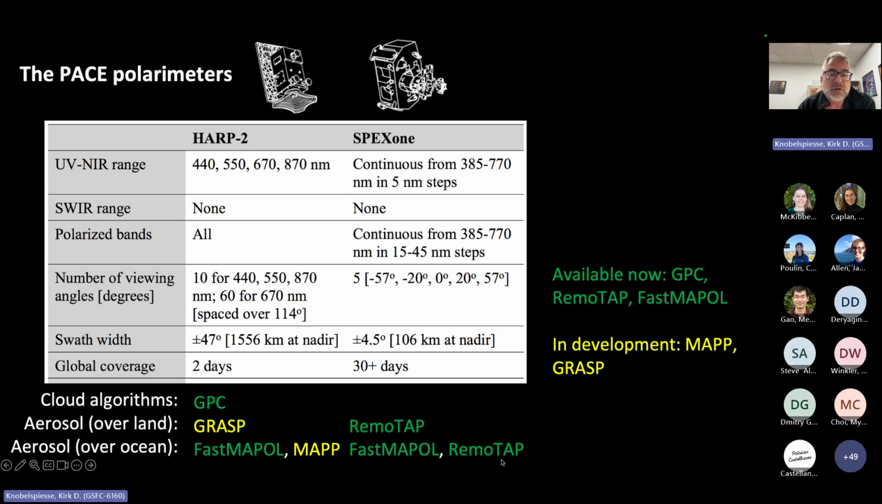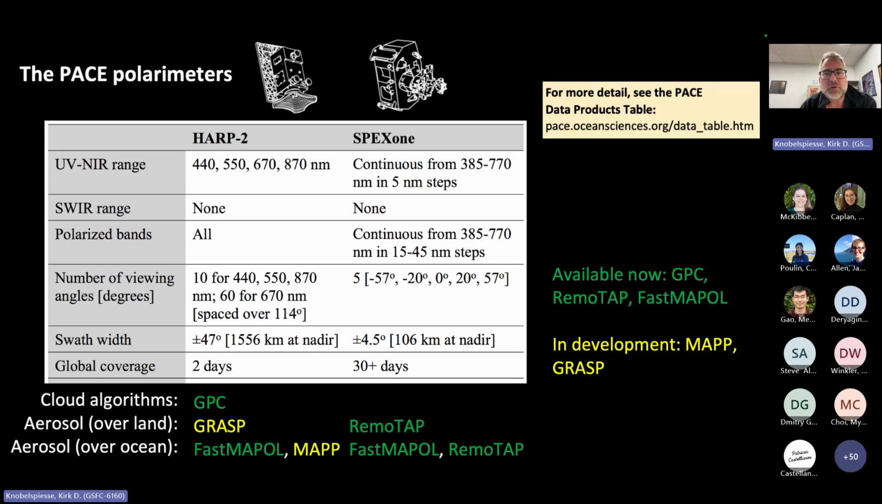Over the ocean, we have a couple more algorithms to work with. Meng is going to talk about FastMAPOL in a moment. FastMAPOL has been implemented for both HARP2 and SPEXone. RemoTap, of course, is also working for aerosols over land and over the ocean. And finally, MAP, which is in development, is available for aerosols over the ocean. MAP, when it's fully implemented, will actually combine data from all 3 sensors on PACE. So that's sort of where we are right now.